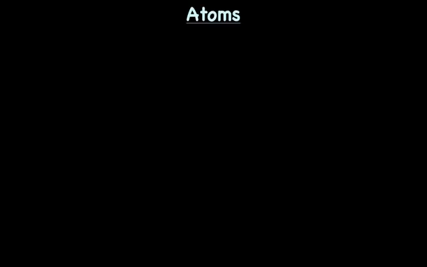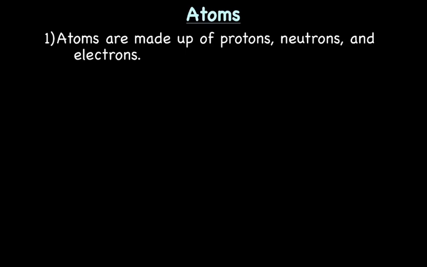All right, let's start our discussion with atoms, and this is stuff you should already know. This is all hopefully review. Atoms are made up of three types of subatomic particles: protons, neutrons, and electrons. And you should remember that the term subatomic particles means below atomic particles.